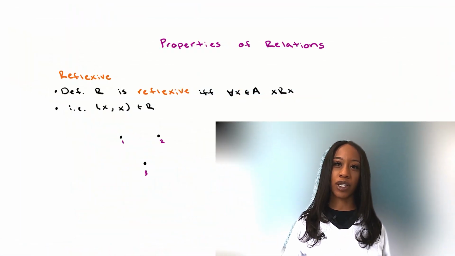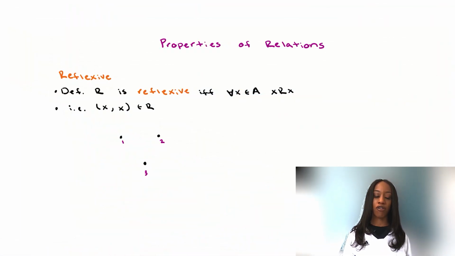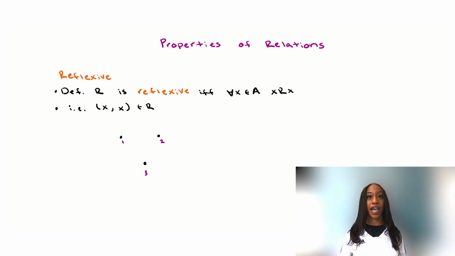The reflexive property's definition states that our relation is reflexive if and only if all of the x's in our set A exist such that x is related to x. So basically what this means is that we've got this ordered pair where the element in the x position and the element in the y position are the same element. So let's take a look at what this diagram looks like.